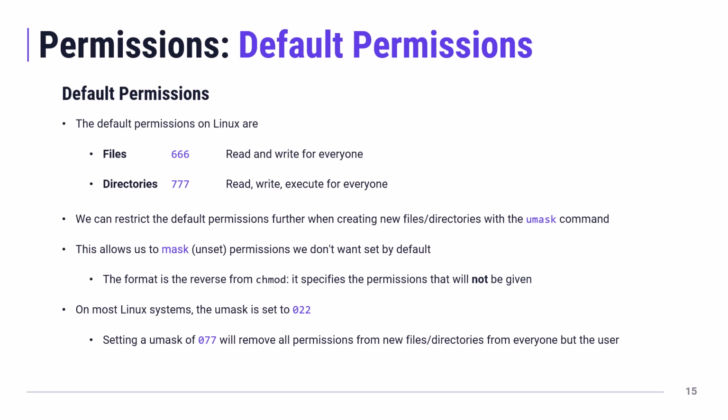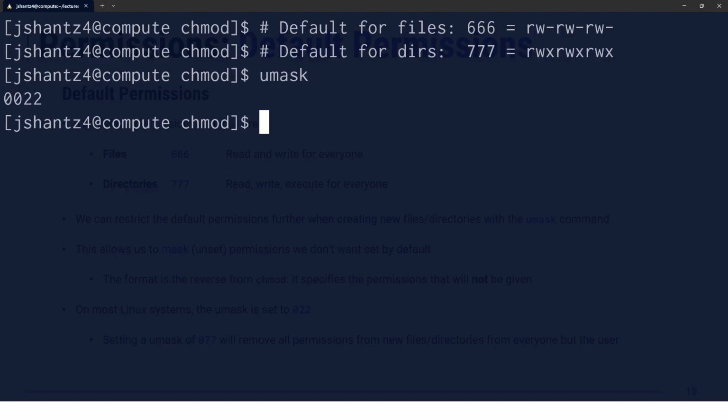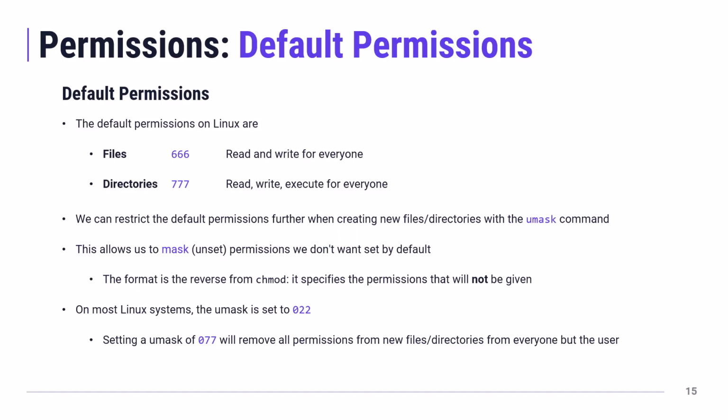And on most systems, if you run the umask command, you'll see, we won't worry about this leading 0 for now, that the default umask is 022. So that masks out some permissions for group and other. It masks out no permissions for user. And if we wanted to, we could set an even more strict umask like 077, which would mask out all the permissions for group and other and no permissions for us.